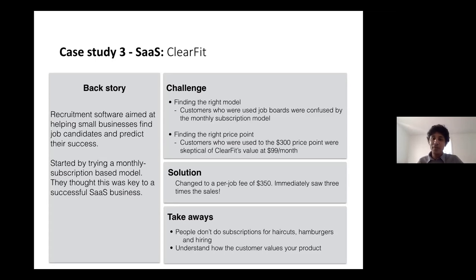And then also you have to understand how your customer values the product. Just assuming that the lowest price is going to work is dangerous. It might not, and the customer might undervalue your product. So you need to understand that. Okay, so that brings me to the end of these three case studies that I spoke about.